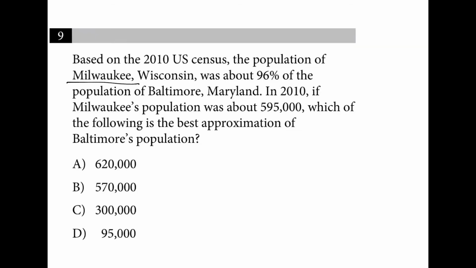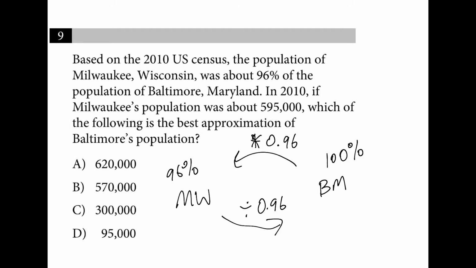So Milwaukee, which has this population, was 96% of Maryland's. So we can set up this flowchart where if we want to go from Milwaukee to Baltimore, we divide by 0.96, but from Baltimore we multiply by 0.96. So in this case we're going to be dividing. So this number actually should get bigger. The only one where that happens is A.